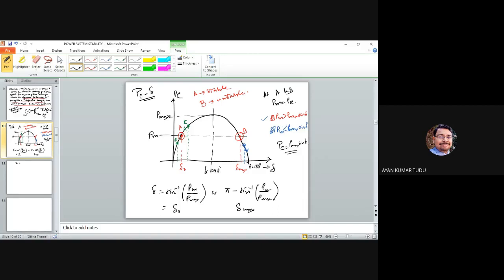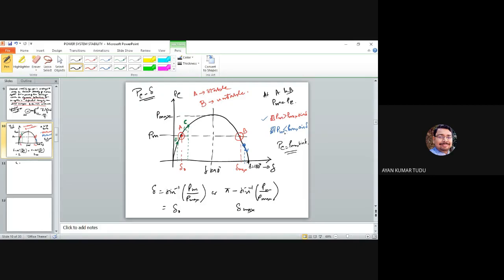At Pm less than Pmax sine delta, it is just the opposite: the mechanical power is less than the electrical power output. Since the electrical power output is more, whereas the input power is less, to meet the difference in load requirement, the balance power would be drawn from where?